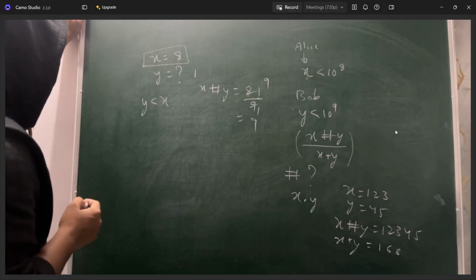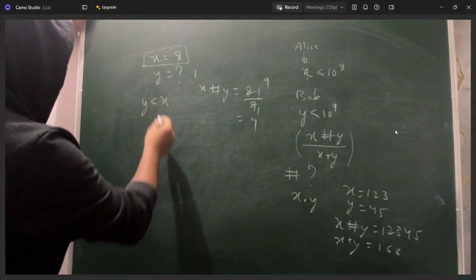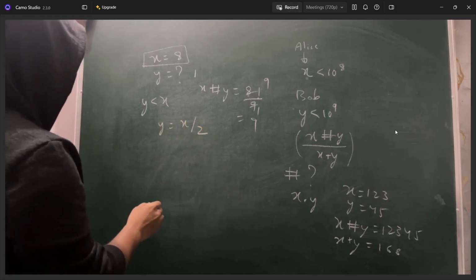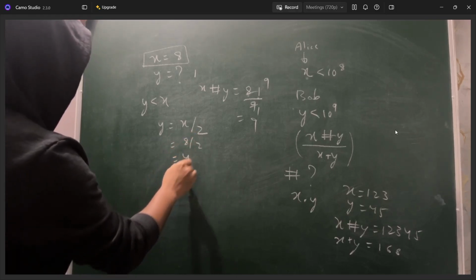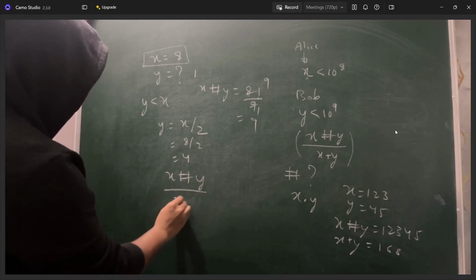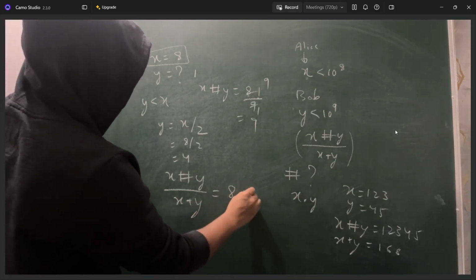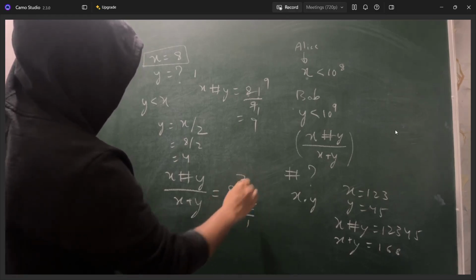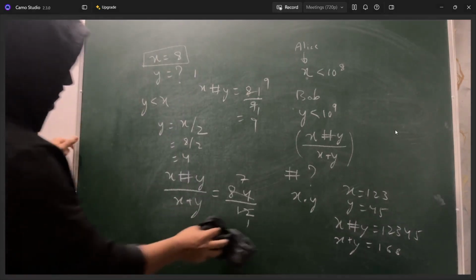Since y was less than x, I tried taking y as x by 2. When I took y as x by 2, which is 8 by 2, which is 4, then x#y is 84 divided by x plus y, which is 8 plus 4, 12. Twelve sevens are 84, so this was working fine. So I thought y equal to x by 2 is the solution.